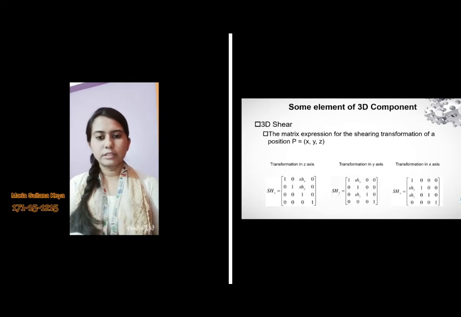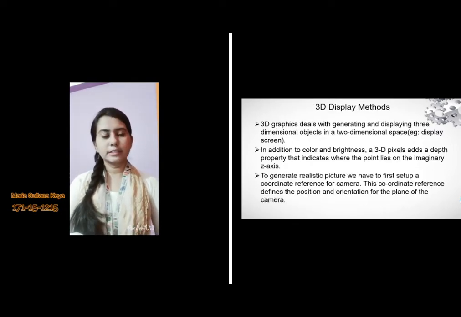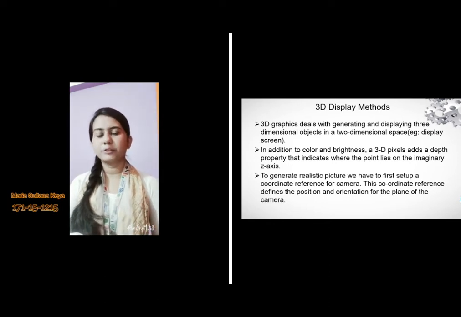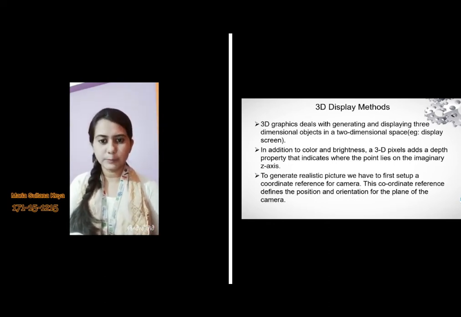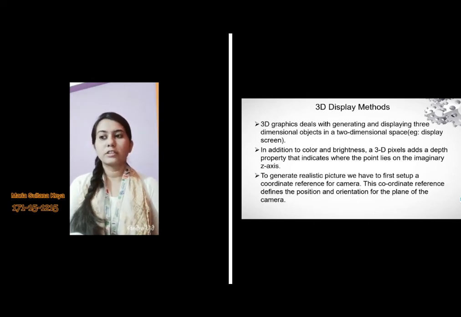Now we discuss the 3D display methods. 3D graphics deals with generating and displaying three-dimensional objects in two-dimensional space. In addition to color and brightness, a 3D pixel adds a depth property that indicates where the point lies on the imaginary z-axis. To generate realistic pictures, we first have to set up a coordinate reference for the camera. This coordinate reference defines the position and orientation of the plane of the camera.